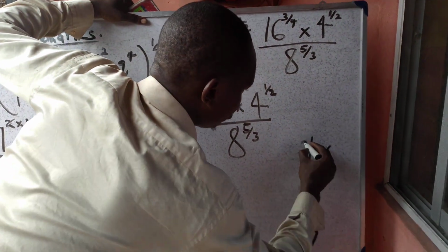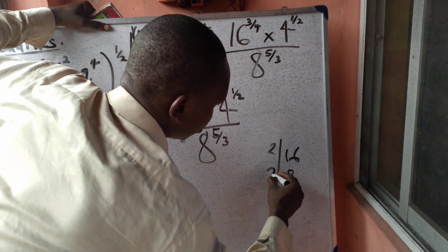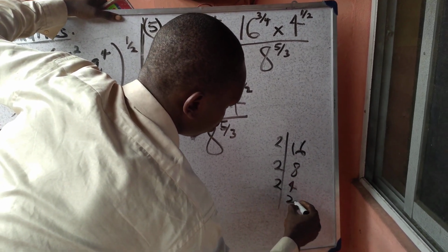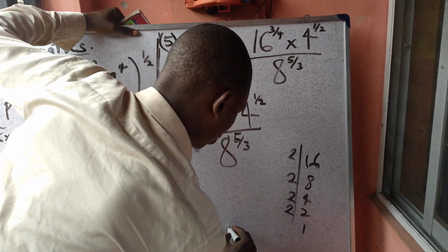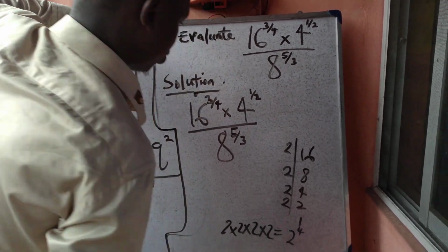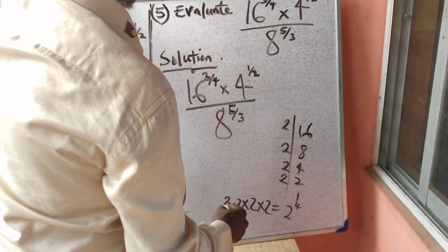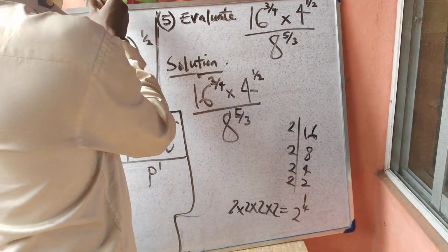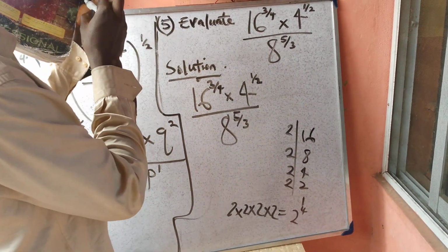16 divided by 2: 2 going into 16 is 8, 2 going into 8 is 4, 2 going into 4 is 2, 2 into 2 is 1. So this is 2 times 2 times 2 times 2, which is 2 raised to the power 4. And 8 will be 2 raised to the power 3, isn't it? That's 2 times 2 times 2.